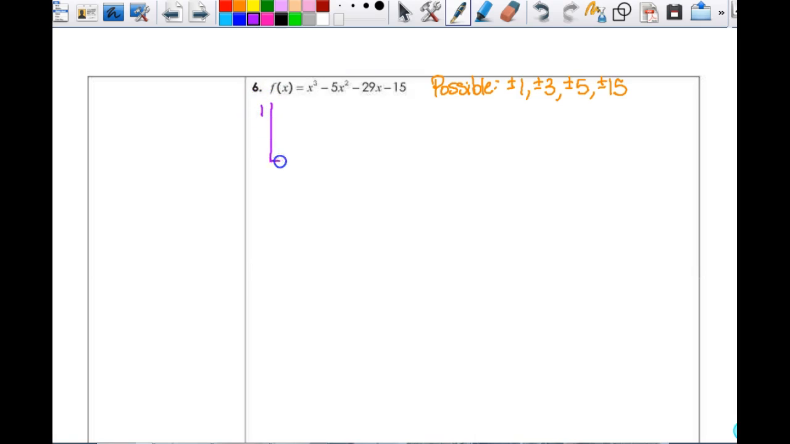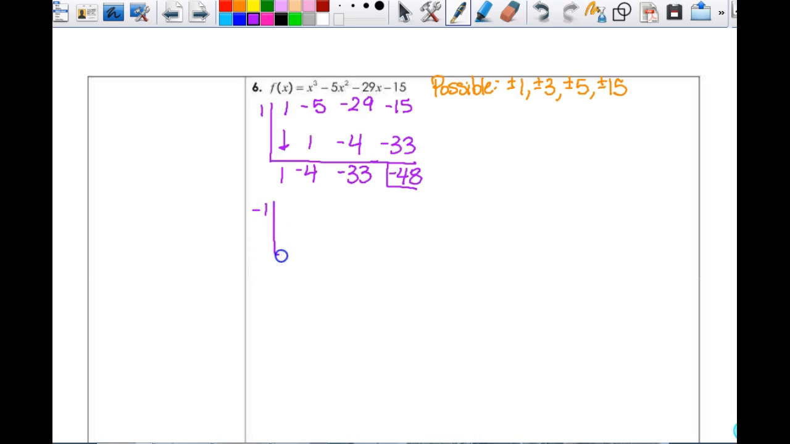So I'll start with 1, and it's going to give me 1, negative 5, negative 29, negative 15. So this is 1, 1, negative 4, negative 4, negative 33, and 1 doesn't work. So then I'm going to try negative 1. Both of those are out.